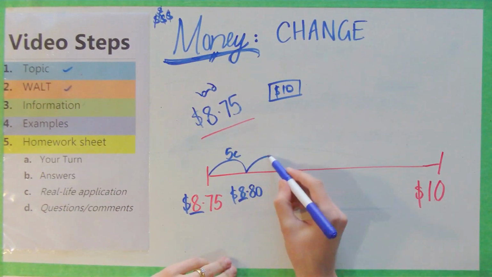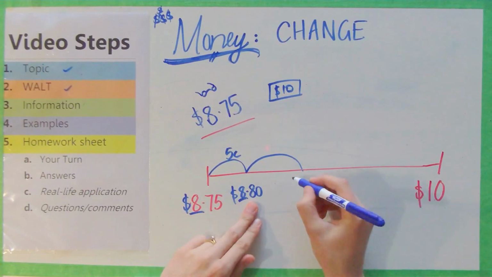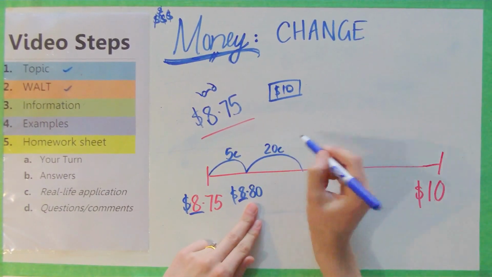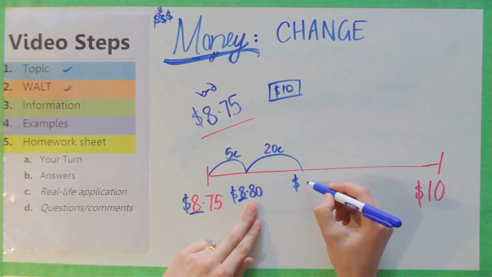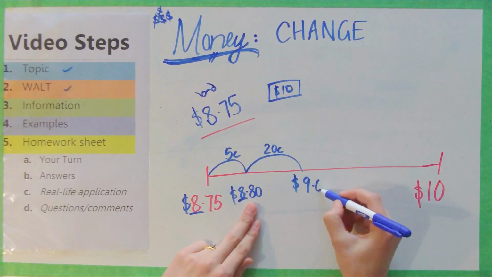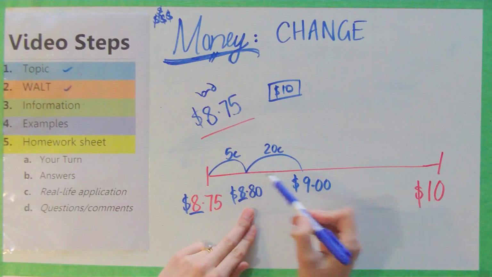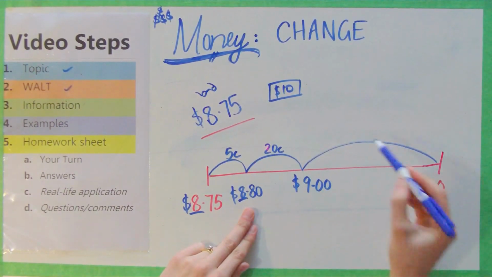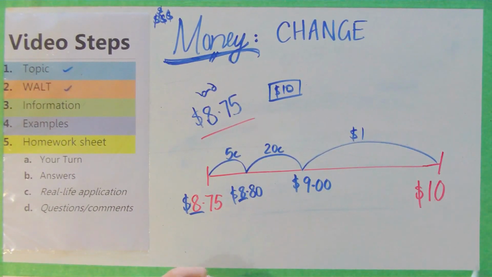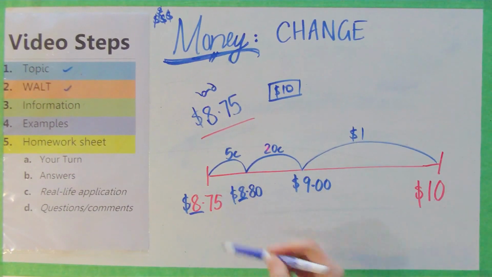So I need to go, I'm going to bounce 20 cents, because I know if I go 20 cents after $8.80, I'm going to hit $9. I can write it like that as well. It's the same thing. And then to get from $9 to $10, it's just $1. That's it. And then all you need to do is add up these little amounts in between.